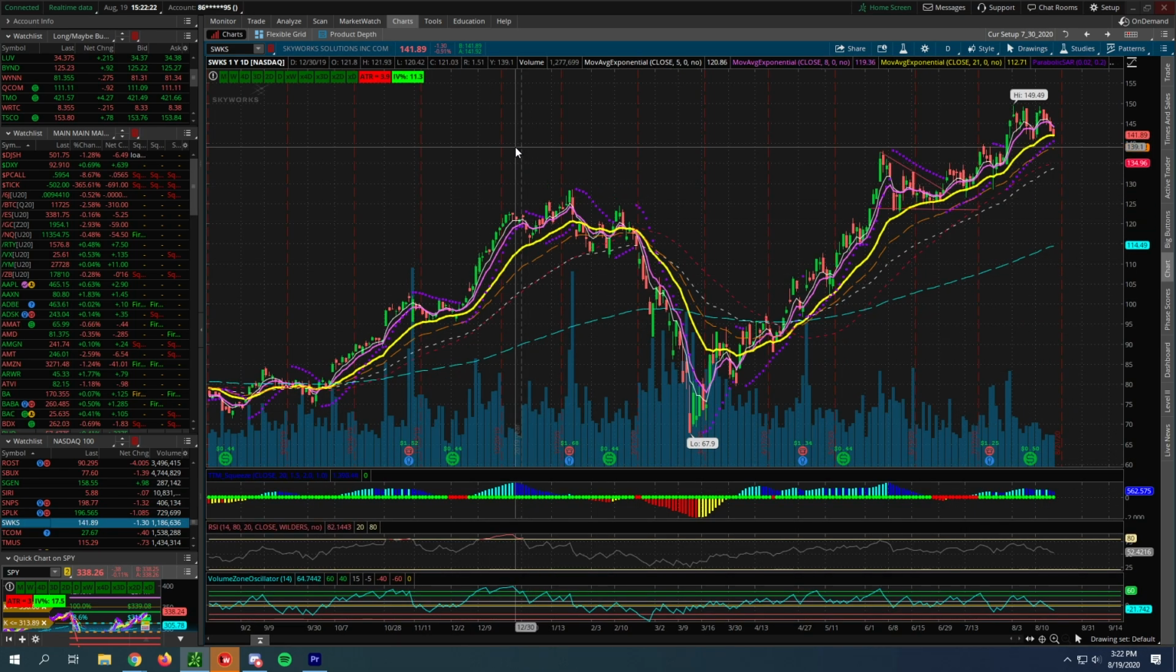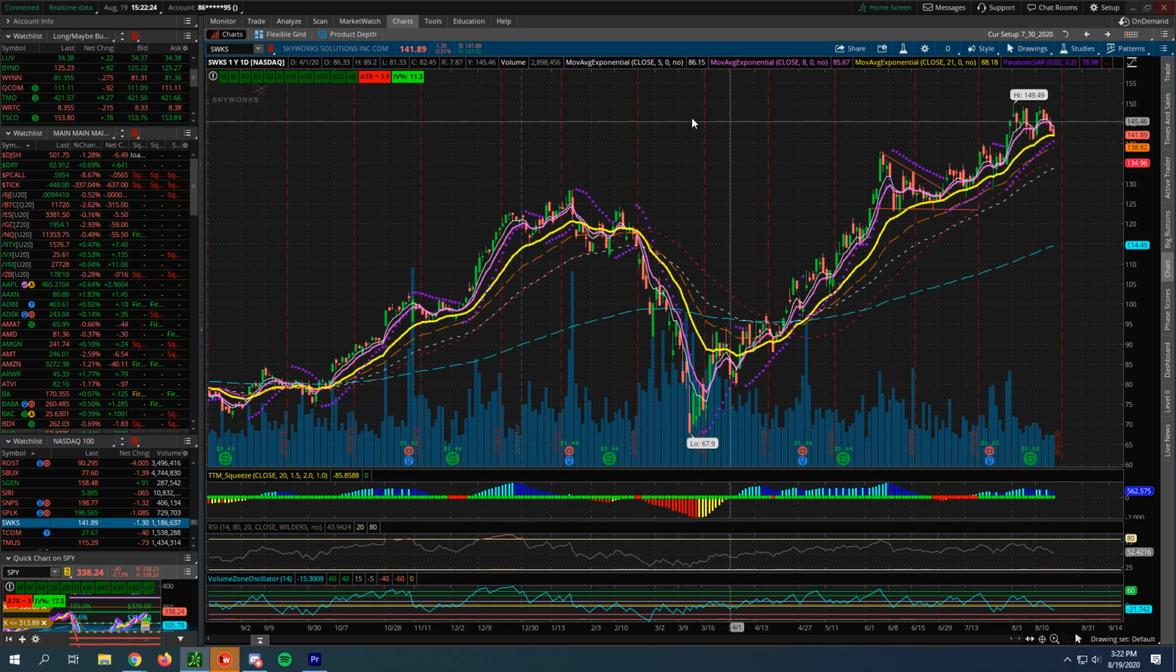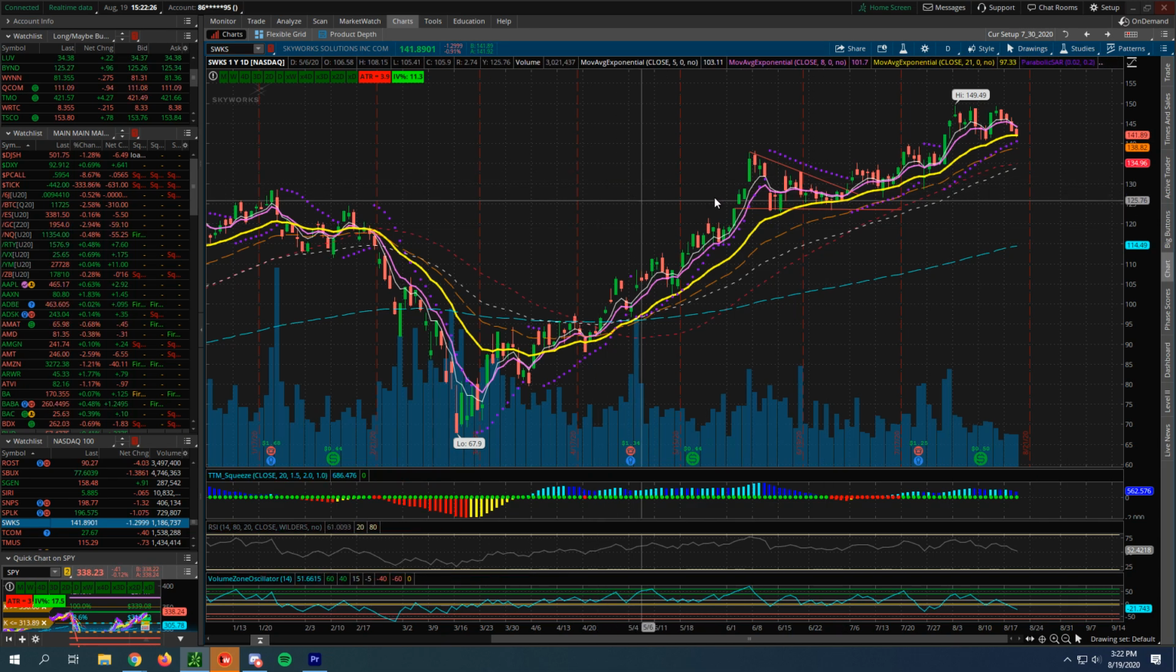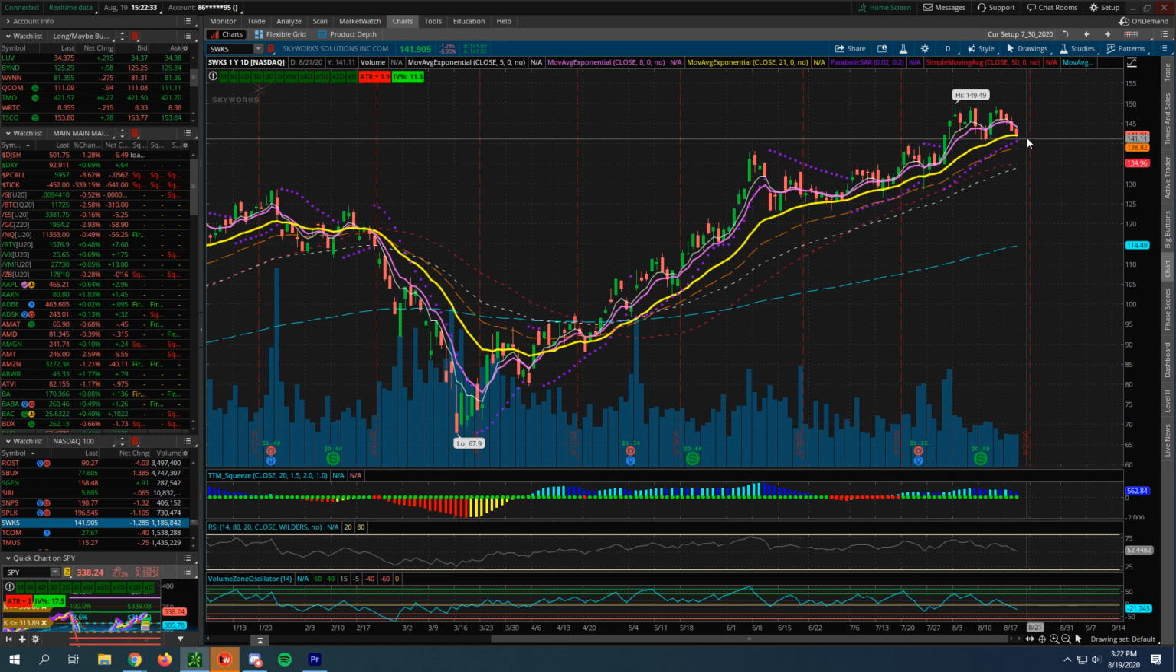Skyworks Solutions, SWKS. This thing has been an interesting one without a doubt. This is one we've looked at multiple times here to see it hold at the 21 and 34. This is an excellent example of potential buying opportunities between the 21 and 34. It's sometimes very difficult to buy on down days, but you just got to listen to yourself, right?